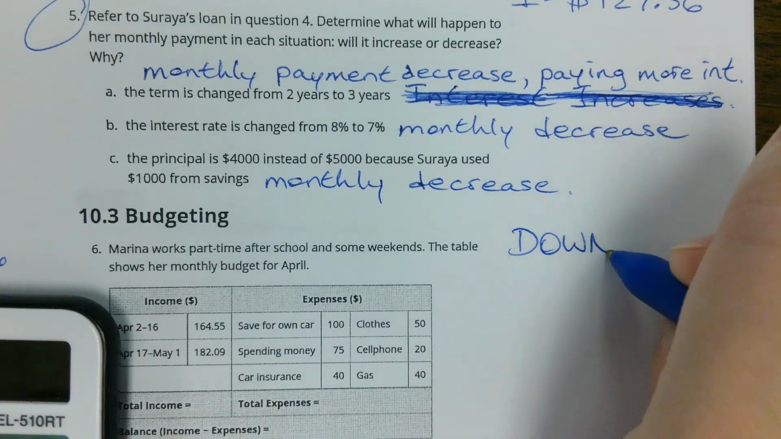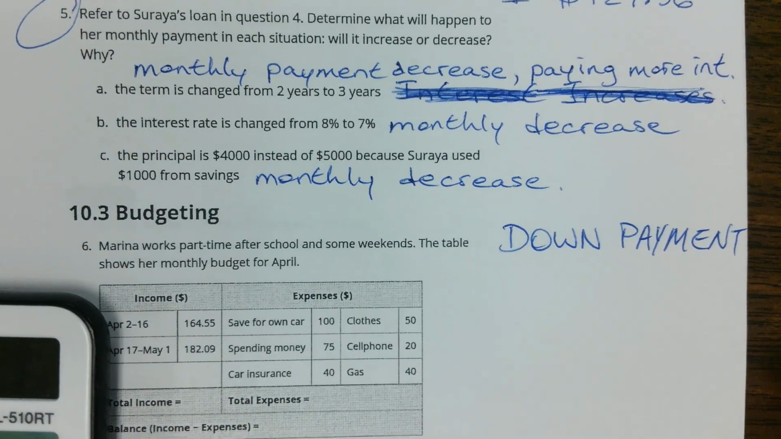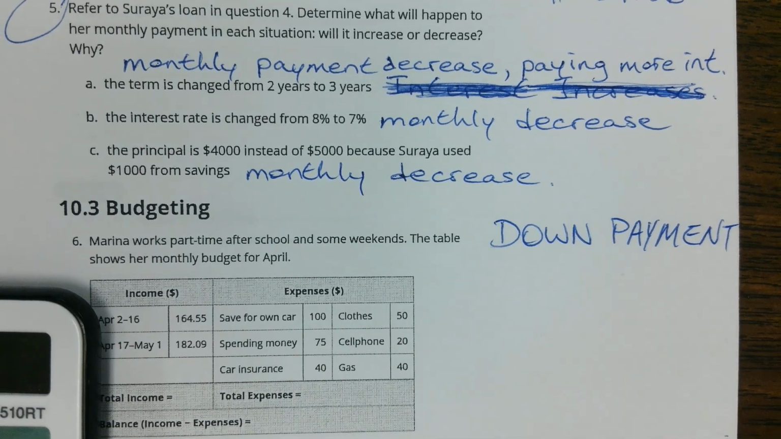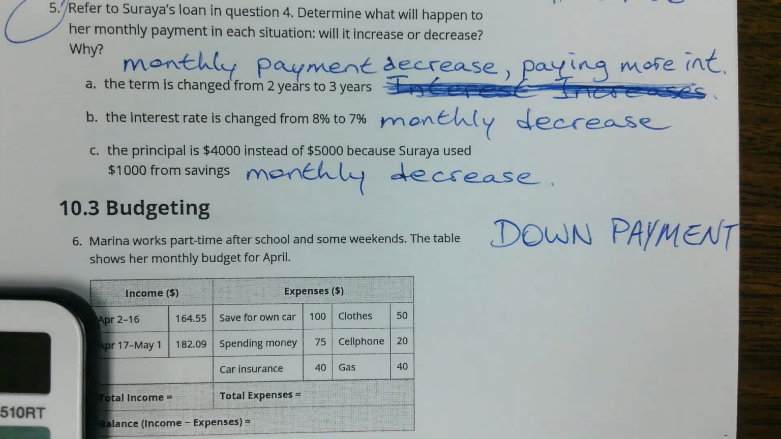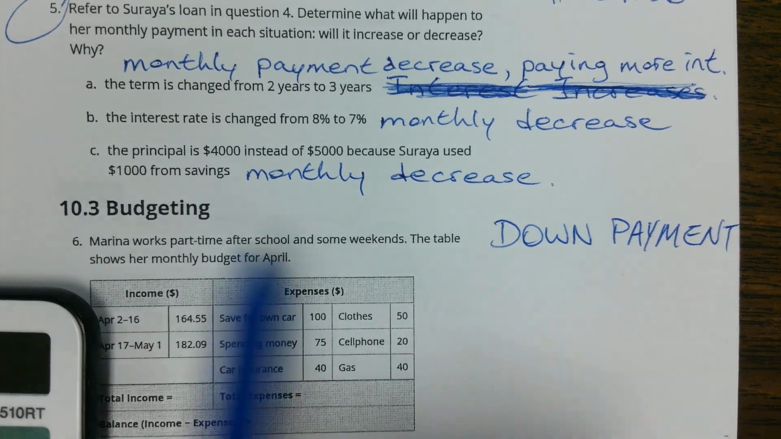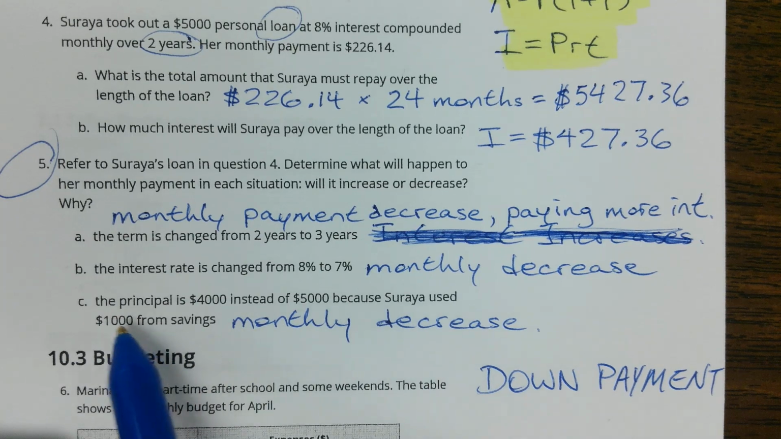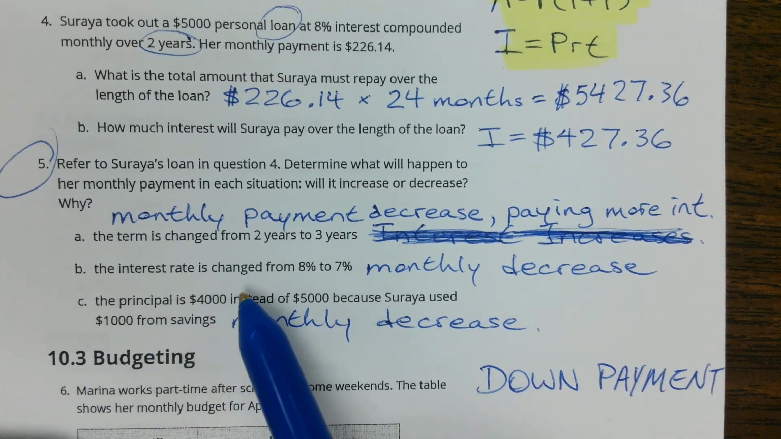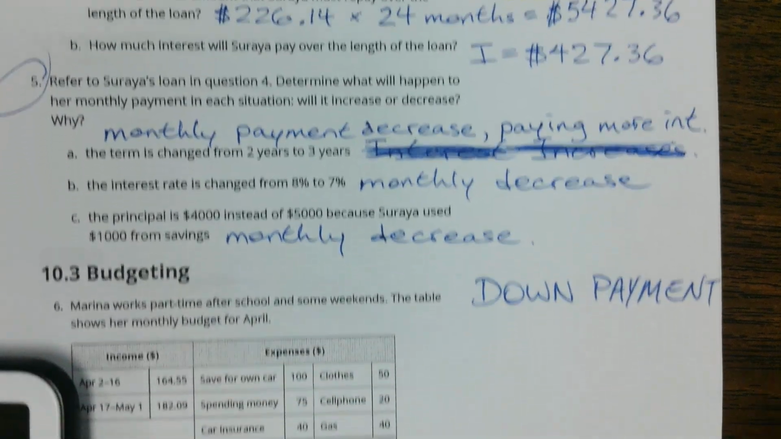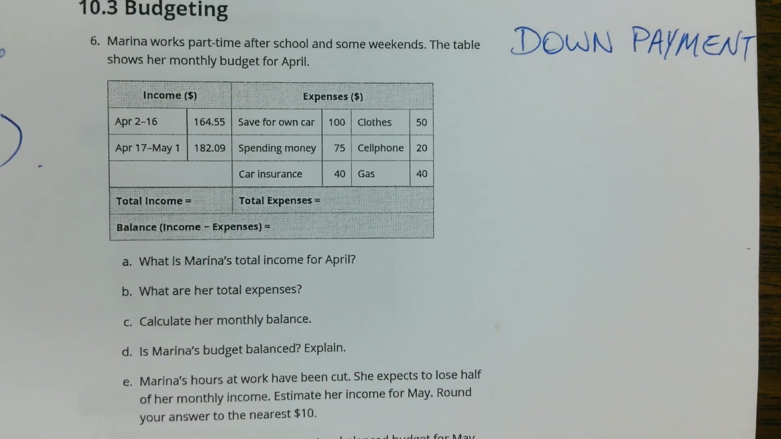So remember down payment? What are down payments? Yeah, something that you pay up front. Why do people want to do that? To lower the amount that is being charged interest. Yeah, so just like right here, instead of paying interest on 5,000, she used $1,000 from her savings as a down payment. So that means she just has to pay interest on $4,000. All right. So remember, paying a down payment also lowers your monthly payments.